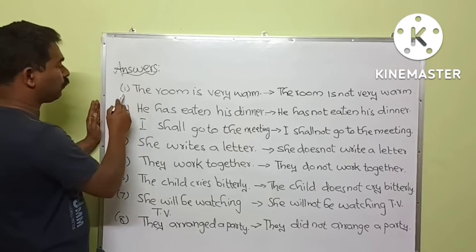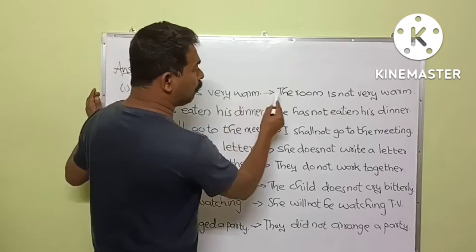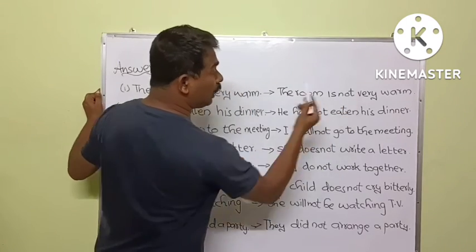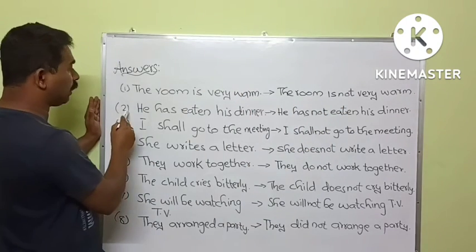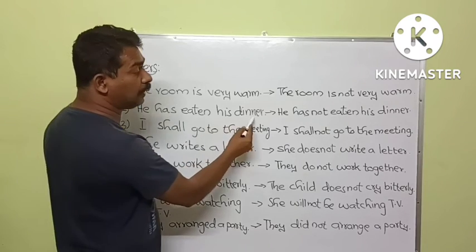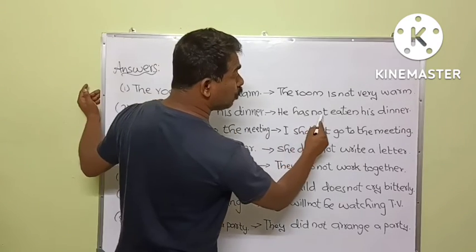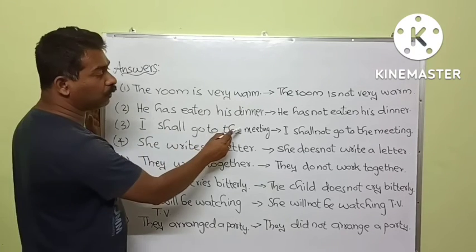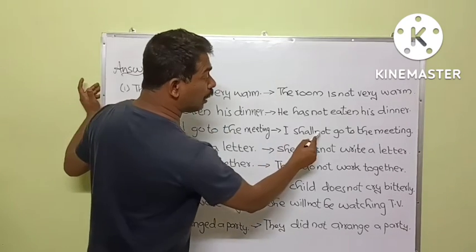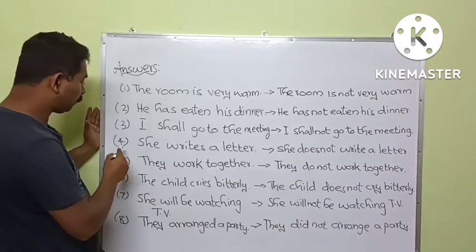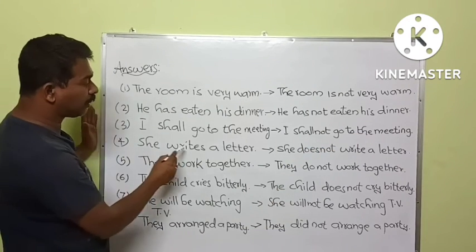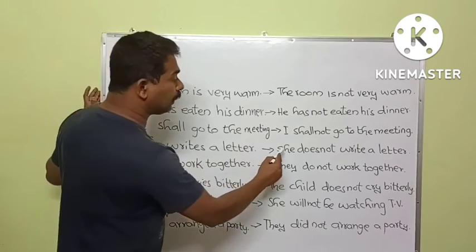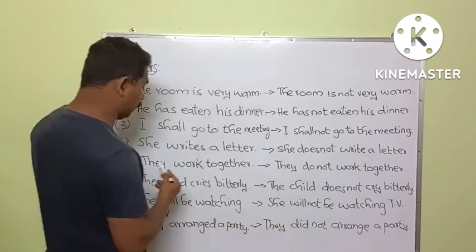Answers. First one, the room is very warm. The room is not very warm. Second question, he has eaten his dinner. Answer, he has not eaten his dinner. Third one, I shall go to the meeting. Answer, I shall not go to the meeting. Fourth one, she writes a letter. Answer, she does not write a letter.